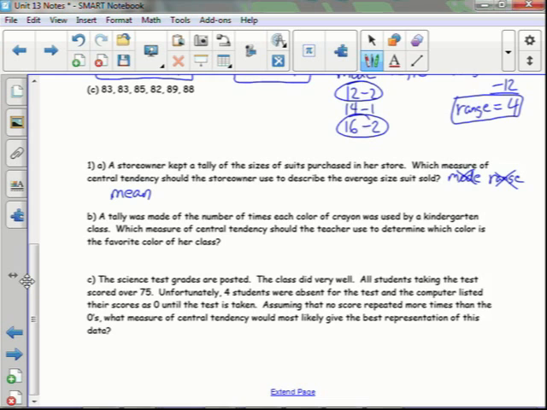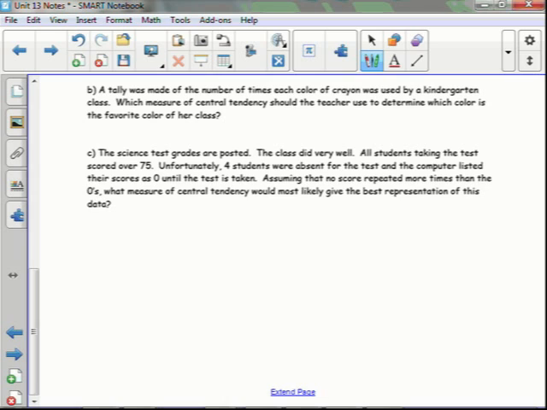Now, as we look at B, a tally was made of the number of times each color crayon was used by a kindergarten class. Which measure of central tendency should the teacher use to determine which color is the favorite color? Well, this one's going to be who likes the most, and so this is definitely the mode, because this is going to be the most liked, the one that occurs the most. That's definitely an instance of mode.